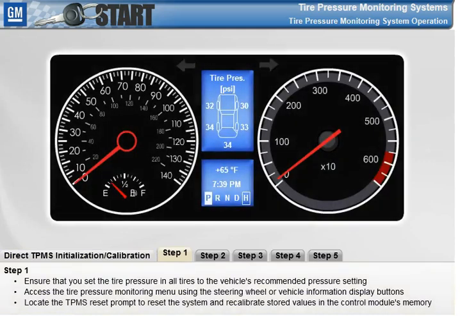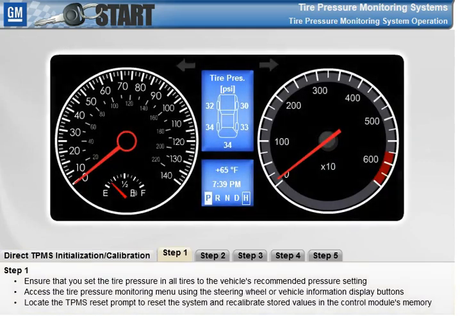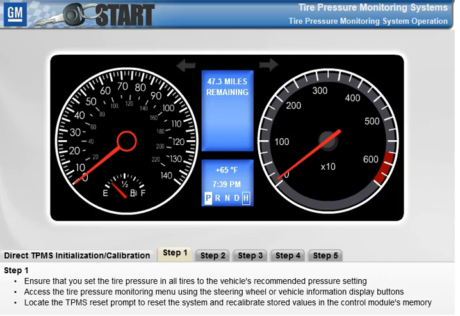The steps required to initialize and calibrate the direct TPMS are similar to those used on the indirect TPMS. The main difference is that the direct TPMS are usually reset using the menu options displayed in the vehicle information area. Some direct systems may also use a dedicated reset button.